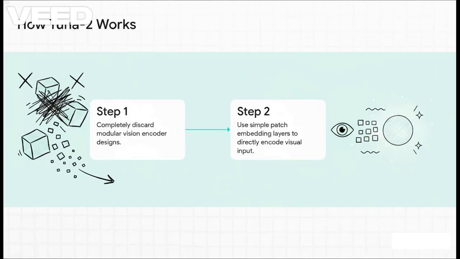So how exactly does Tuna-2 pull this off? It actually comes down to two surprisingly digestible steps. Step 1, completely discard modular vision encoder designs. Just throw them out. Gone. Step 2, use simple patch embedding layers to directly encode the visual input. And that's it. No separate representations for understanding versus generation. By processing the visual data directly from the pixel embeddings, Tuna-2 creates a truly native end-to-end multimodal model. Just let the simplicity of that engineering solution sink in for a second.